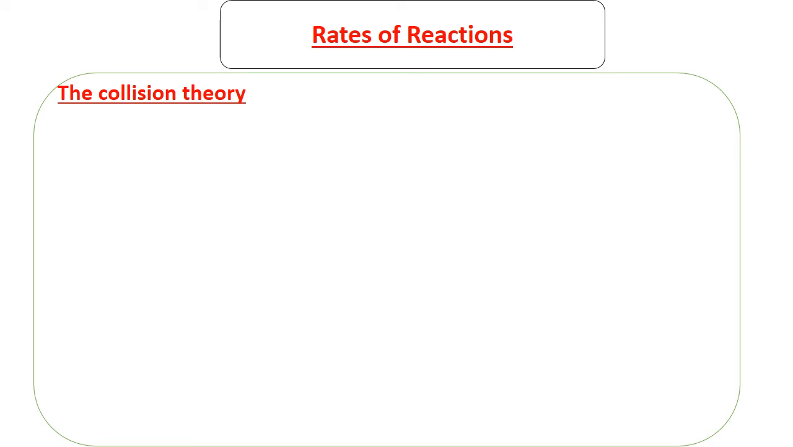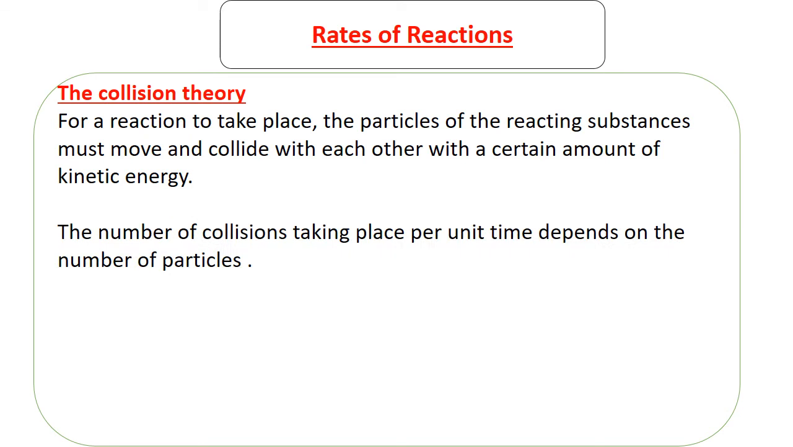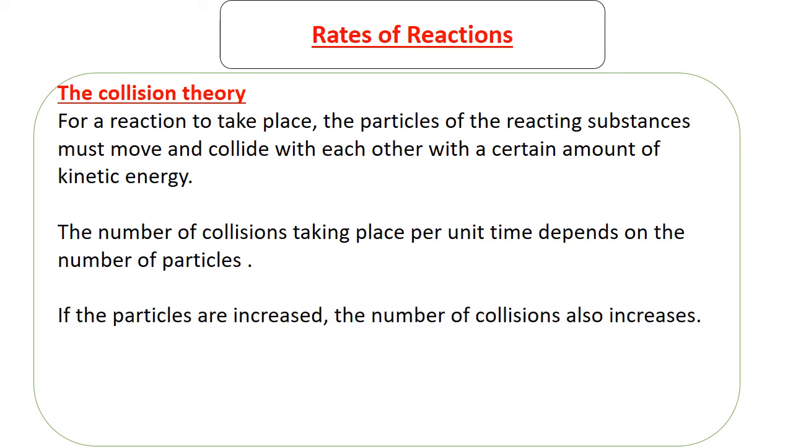Next, we're going to take a look at what is called the collision theory. This theory states that for a reaction to take place, the particles of the reacting substances must move and collide with each other with a certain amount of kinetic energy. So they have to move and bump into each other with a certain amount of energy. With this theory, the number of collisions taking place per unit time depends on the number of particles, meaning that if the number of particles is increased, the number of collisions also increases.